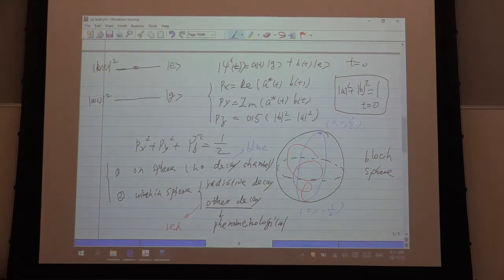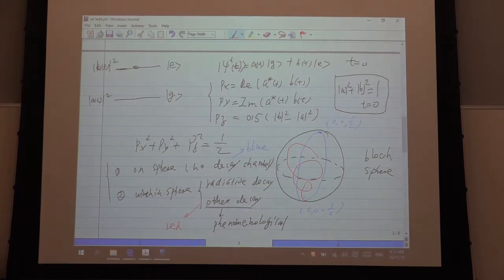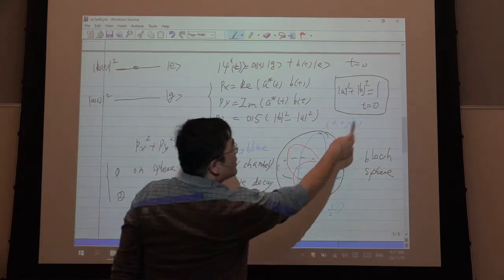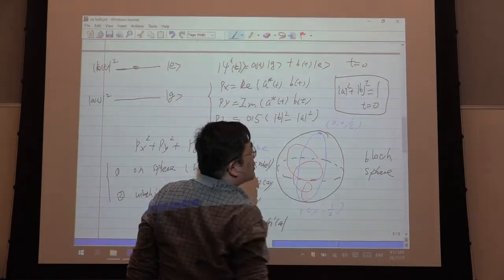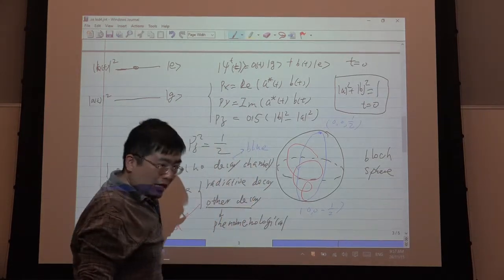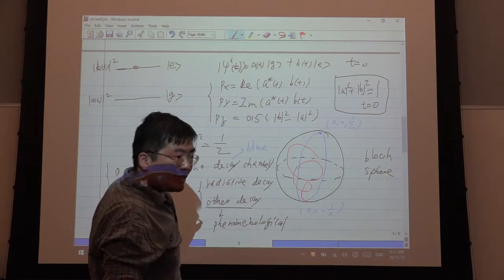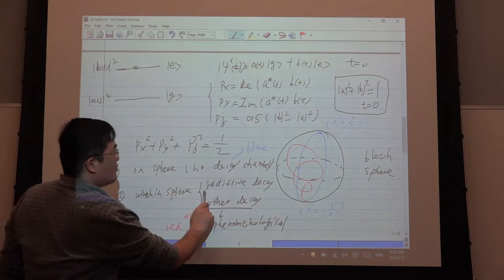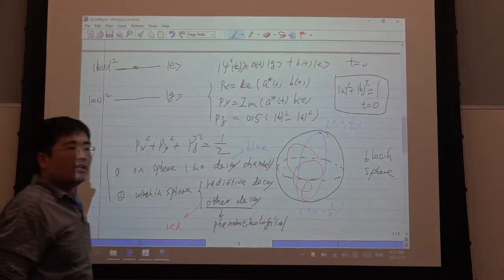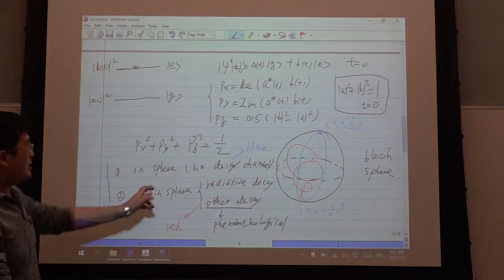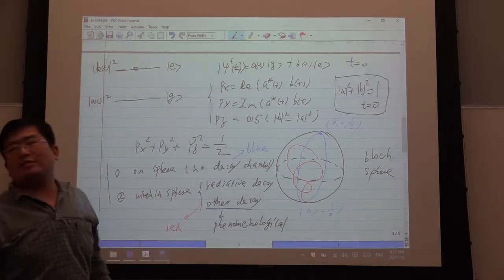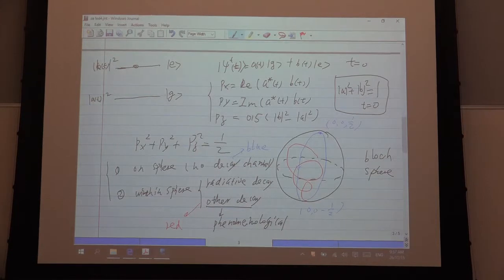At time 0, I understand this, but can a squared plus b squared be not equal to 1? Yes, it can. In what situation? When they have radiative decay or other decay, they are not equal to 1. So it's not on the sphere, but within the sphere. This is the case.